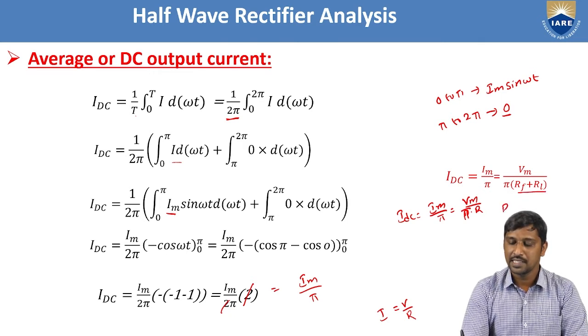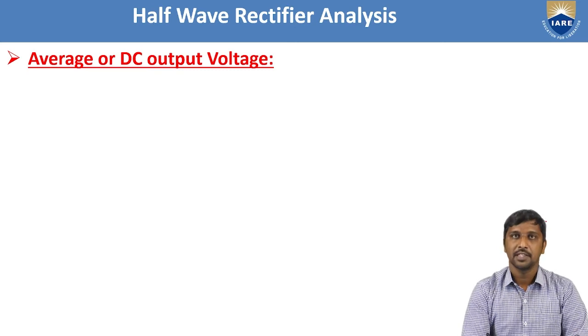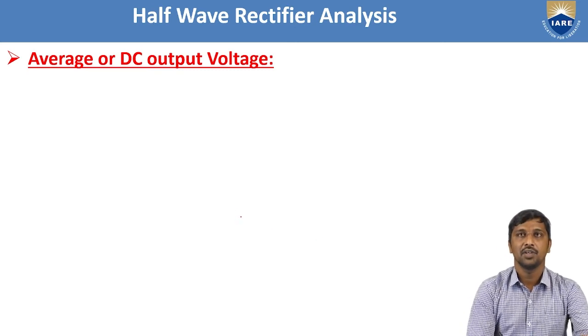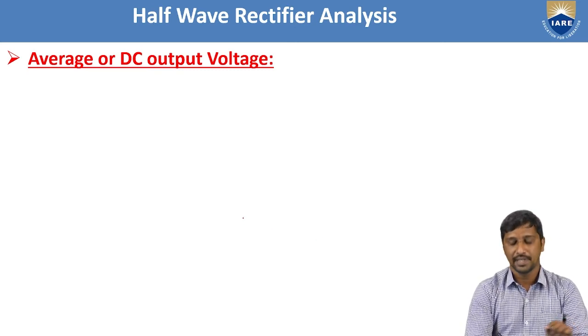But if RF is much less than RL, IDC becomes Vm by pi into RL. Okay. Then next one is the average or DC output voltage.